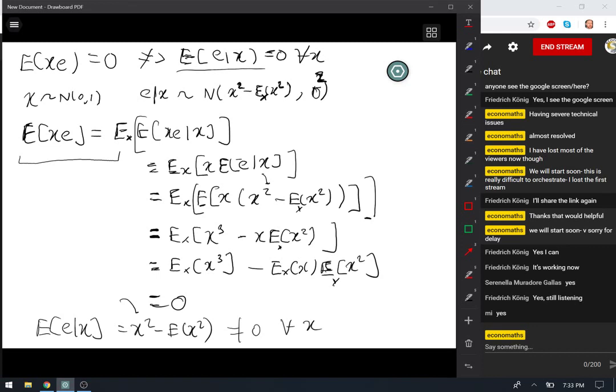So we can see we found an example where this linear projection assumption holds, or this kind of weaker exogeneity condition holds, that e and x are statistically orthogonal, but this zero conditional mean assumption doesn't hold, where the mean of e given x actually varies with x.